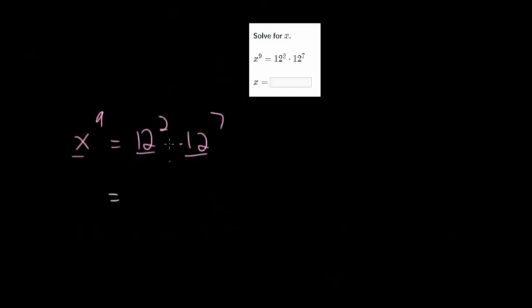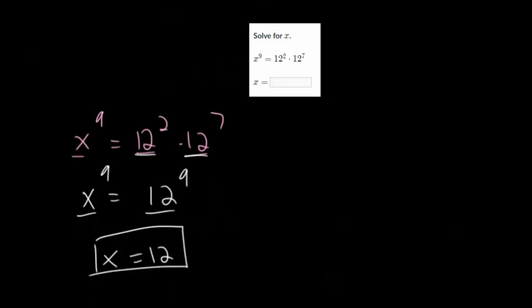So 12 squared, remember, is just 12 times 12. So there's 2 12s multiplied together here, and here we have 7 12s multiplied together. So in total, there's 9 of these 12s that are multiplied together. So when we compare this to x to the 9th, notice they have the same exponent, an exponent of 9. And for these to be equal, their bases have to be equal. So in this case, x would have to be 12. So we can put the number 12 into the box.